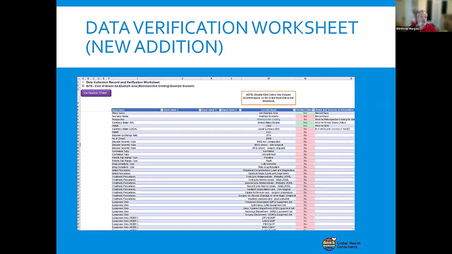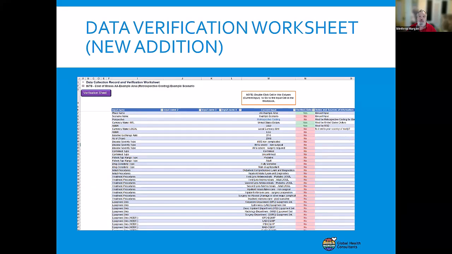In this particular tool, and you'll see the latest version, I've also added what's called a data verification worksheet, and it's at the beginning of the tool. And what this does is it has every single piece of input that you're supposed to have on the cost of illness study. And it tells you in one column here what the current input is.